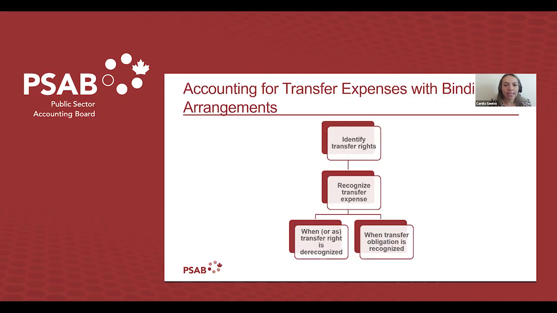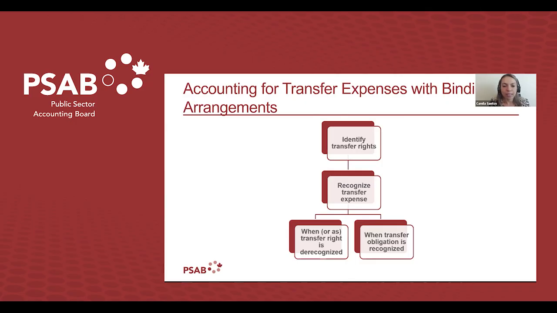A transfer right is identified as a distinct right that can be enforced separately from other rights in the binding arrangement. Typically, from the entity's perspective, whether a transfer right is distinct will be evident from the negotiations of the binding arrangement. The entity may need to aggregate related rights until the aggregation produces a distinct right that can be enforced separately. This aggregation is identified as a transfer right.